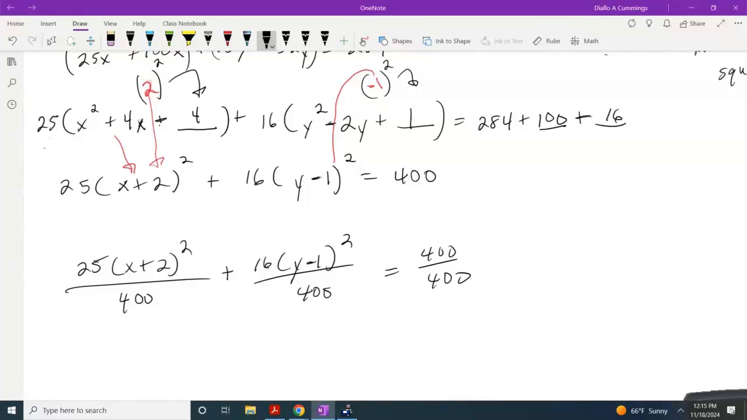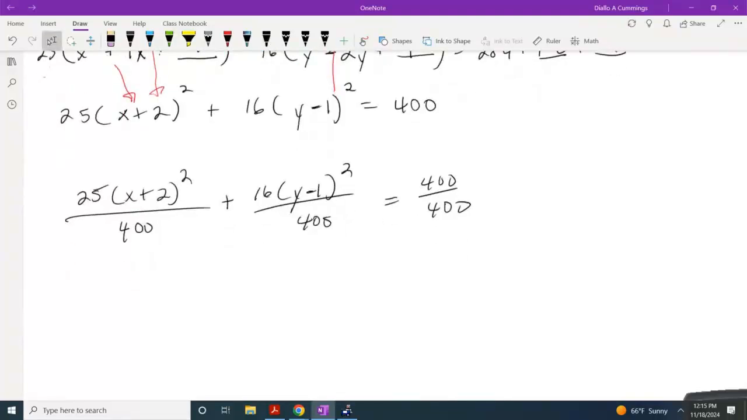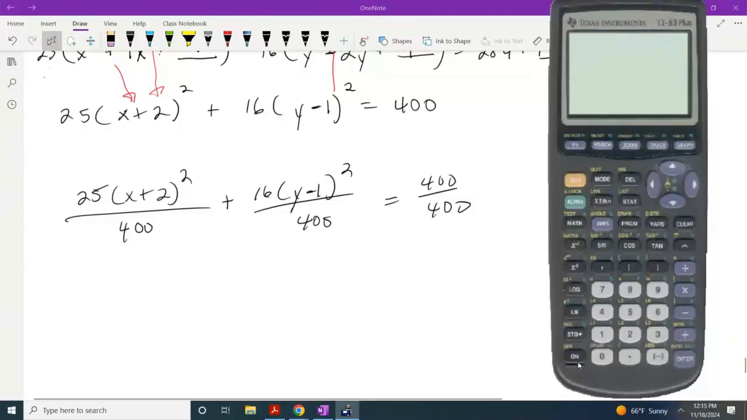So now I am going to simplify. So 25 divided by 400. I can divide both of those by 25. Or I think the calculator can reduce it. If I put in 25 divided by 400 and hit equal, it gives me a decimal, but I can go into math. I can choose that first option, and it gives me 1 over 16.